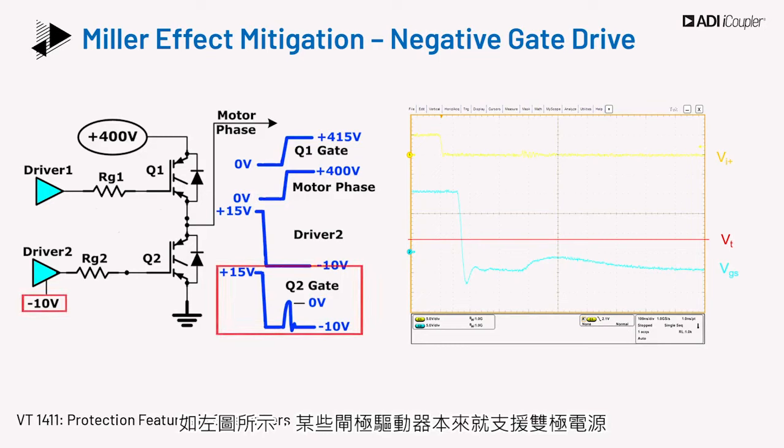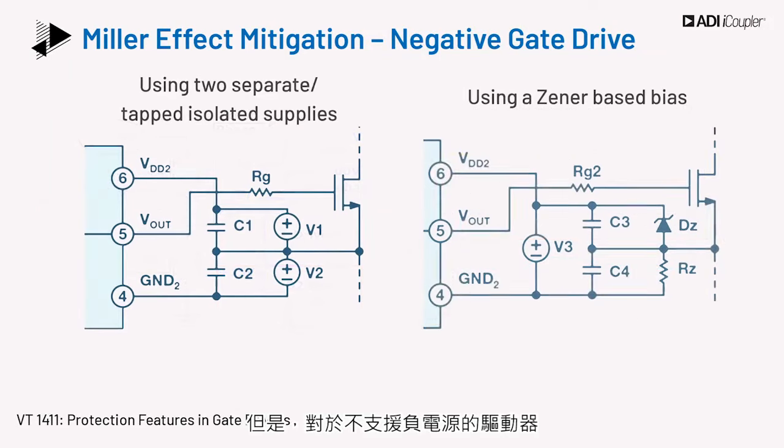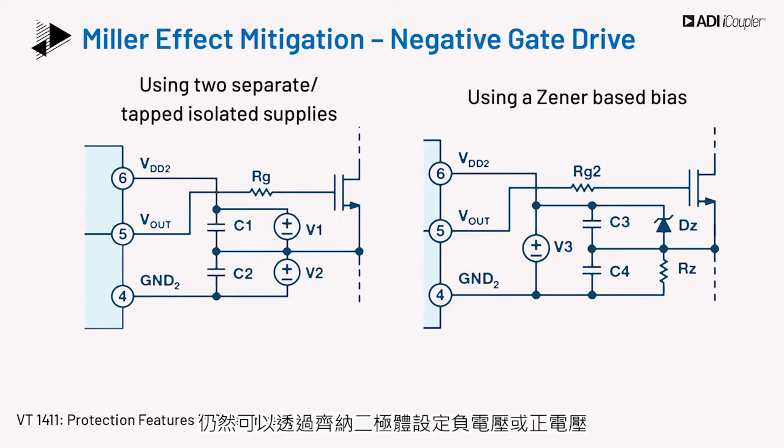As shown in the figure on the left, some gate drivers inherently support a bipolar supply, and these can be easily used for mitigating Miller injection by bringing the gate-to-source voltage negative during turn-off. But for drivers which do not support a negative supply, bipolar supply operation can still be obtained using a Zener diode to set either the negative or positive voltage. Either method can be used to offset the emitter terminal of the IGBT with respect to the gate driver's ground terminal.